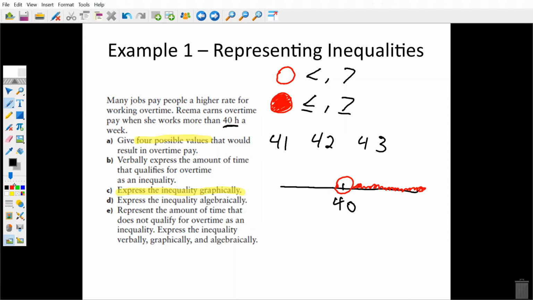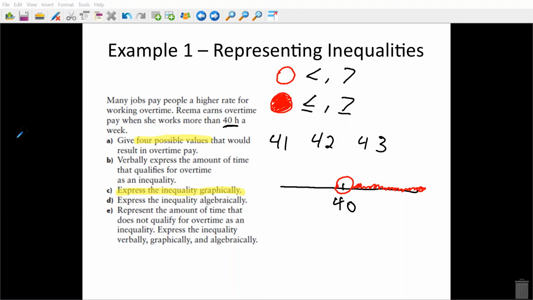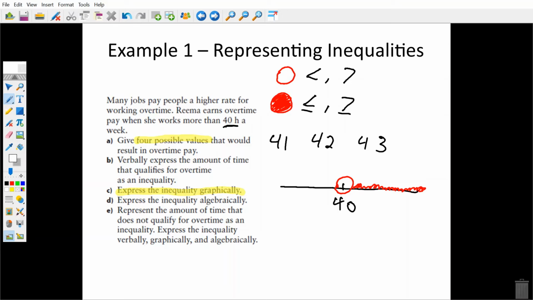Part D says to express the inequality algebraically. Okay, well, let's look at that down here. So we're going to start with our variable. We've got x, and we know it's for 40 hours. We can see here from our graph that it's greater than, right?